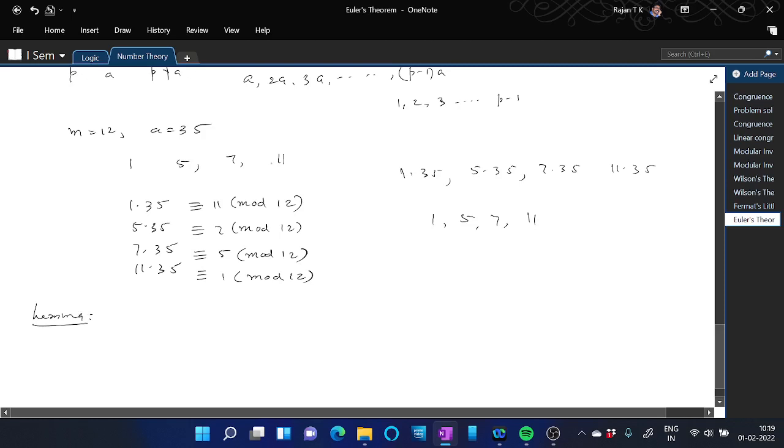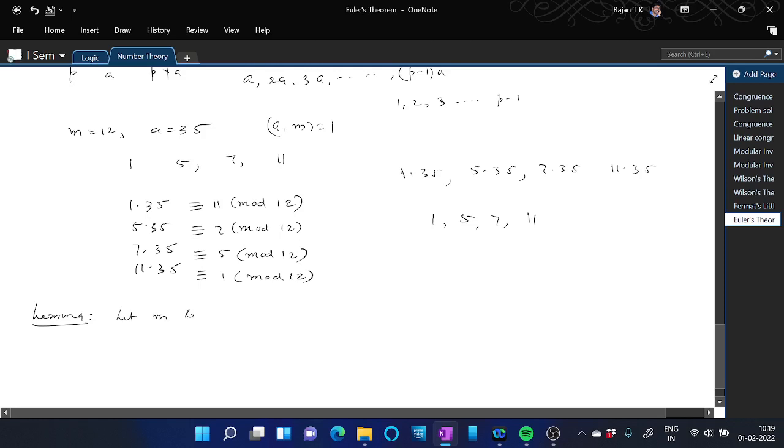Here 1, 5, 7, 11 are the positive integers less than or equal to 12 and relatively prime to 12. And a = 35 is an integer such that (a, m) = 1. They are relatively prime. So generalizing this idea, we get the result like this.